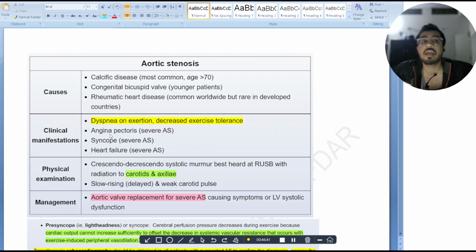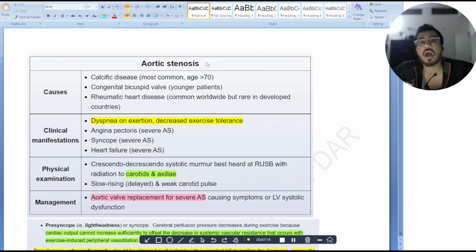Decreased exercise tolerance is due to the same reason. Angina pectoris, why does this occur? I'll explain the reason behind everything. This occurs because there's left ventricular hypertrophy and the left ventricular blood supply is not able to keep up with the increased workload, since the ventricle has to pump more against a calcified aortic valve. Syncope occurs if there's a marked reduction of blood flow towards the brain. So yes, the person can also have attacks of syncope. Heart failure progressively develops when the ventricle finally gives up pumping blood across massive amounts of resistance.